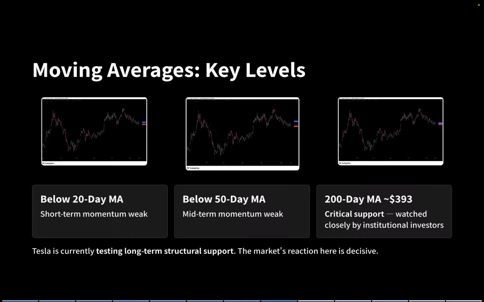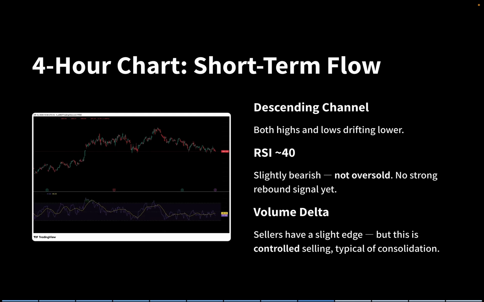So what Tesla is doing right now could essentially be described as testing long-term support, and the market's reaction here could tell us a lot about the next major move. Now, let's zoom into the 4-hour chart to better understand short-term money flow. Here, the pattern becomes even more obvious.